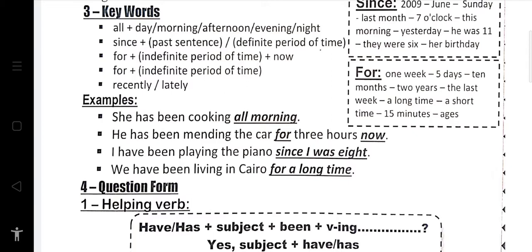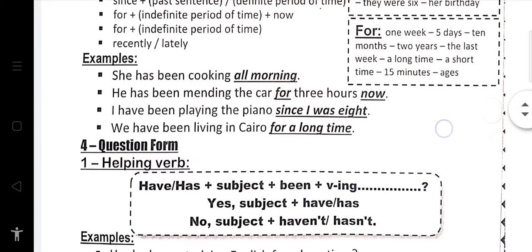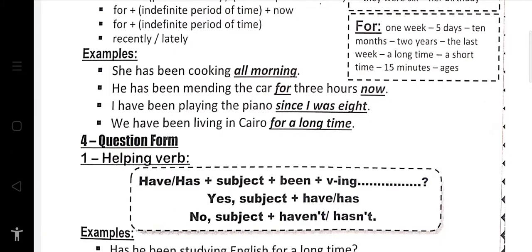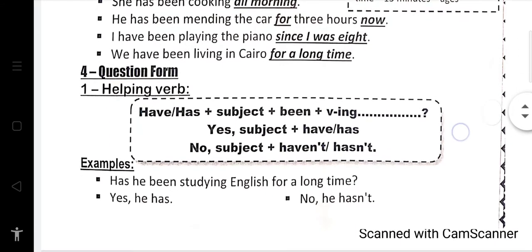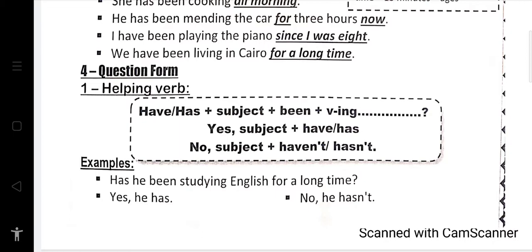What about the question form? If we wanted to get a question for this tense, we have two kinds of question, the yes or no question and the WH question. Let's talk about the yes or no question, which uses a helping verb. We have to begin with have or has, then we put the subject, then been, and the verb plus ing. And the answer must be with yes or no. Yes, subject plus have or has, and no, subject plus haven't or hasn't been plus verb plus ing. Let's have an example.